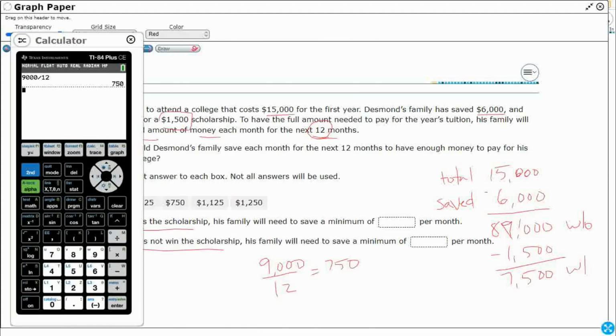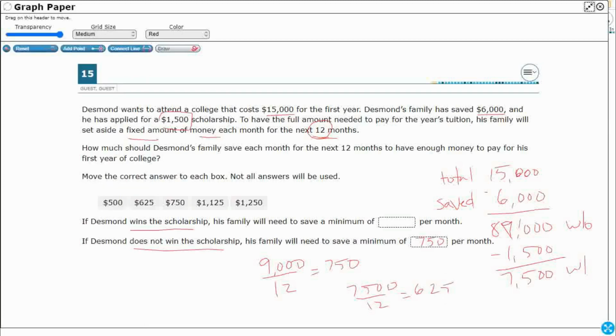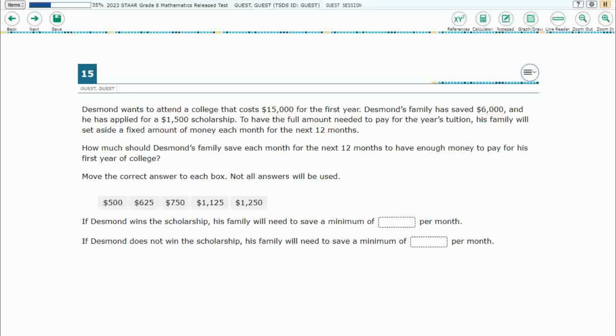Does not win the scholarship, $750. And then we've got $7,500 if he does win the scholarship. Let's see what that's going to be. It's going to be less. It's going to be $625. All right. So that $625, if he does win the scholarship, it's going to go right there. So let's get those two answers there. That's $625, $750.